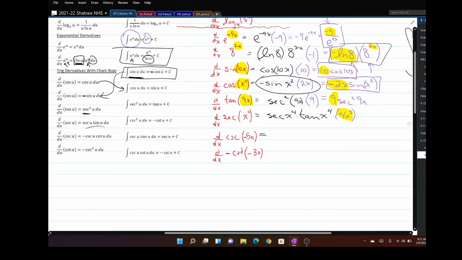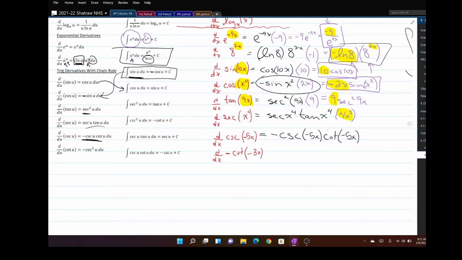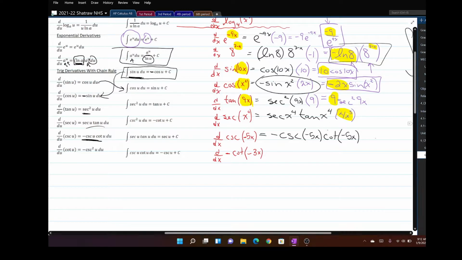The last two of them, cosecant. If I take the derivative of cosecant, I get negative cosecant u, which in this case is -5x, and cotangent u, which again will be of -5x. And then don't forget that chain rule piece. It's supposed to be the derivative of -5x, which is a -5. And that would go in front.